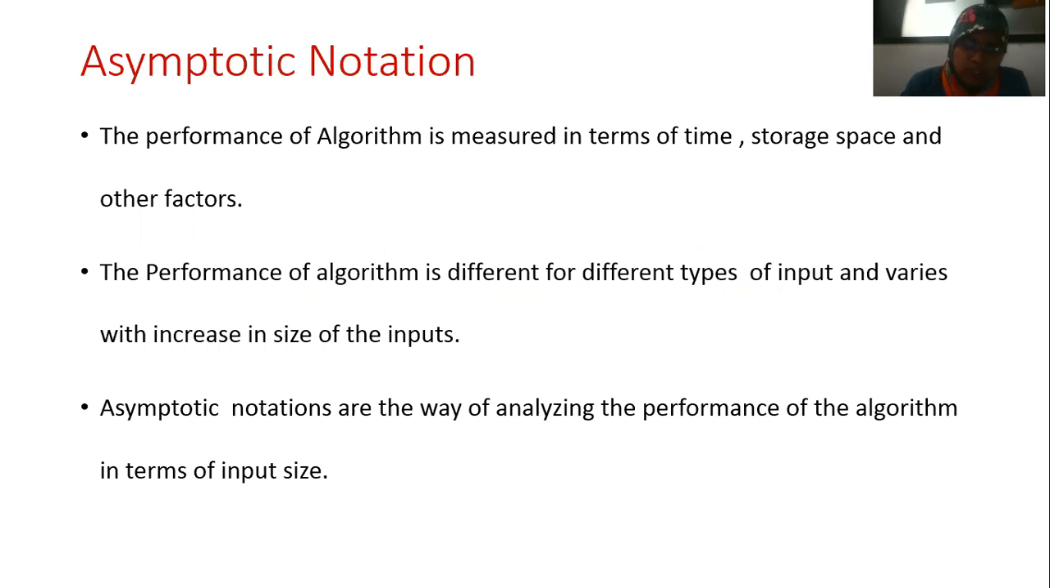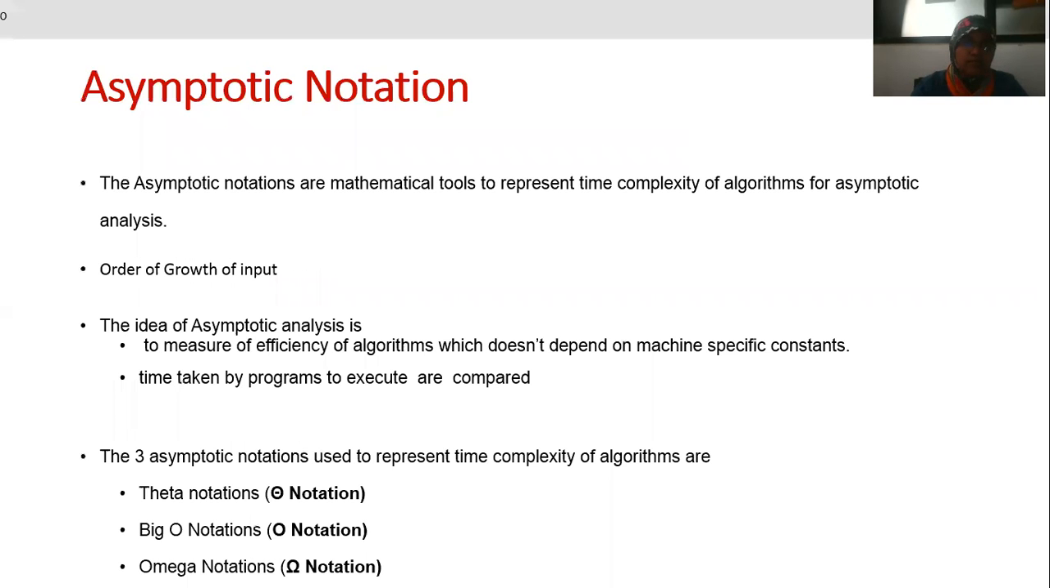The performance of an algorithm is measured in terms of the storage space and the time taken for running the algorithm. So, the performance of an algorithm depends on two factors. One is the storage space, that is the memory required, and the other is the time taken for executing it. But this time taken will be different for different inputs and it varies with increase in size of the input. So asymptotic notation is the way of analyzing the performance of an algorithm in terms of the input size.